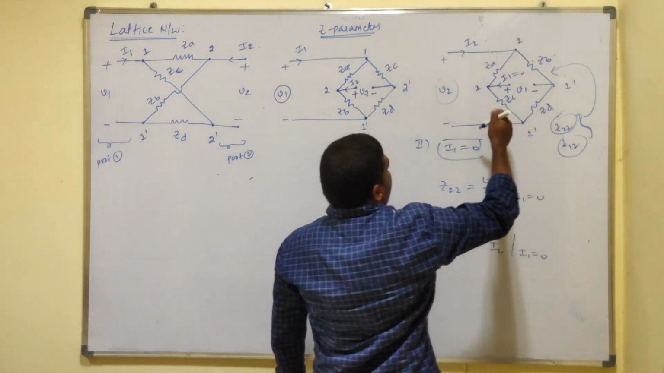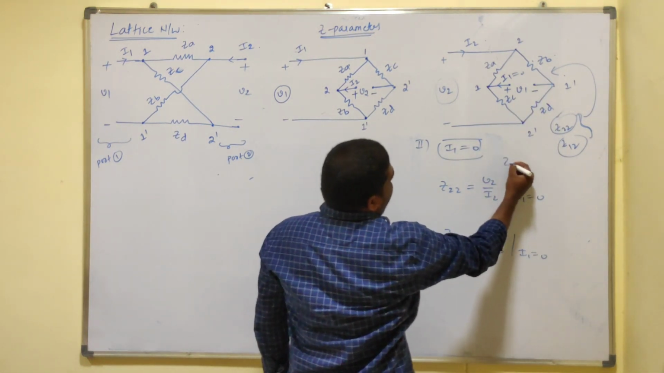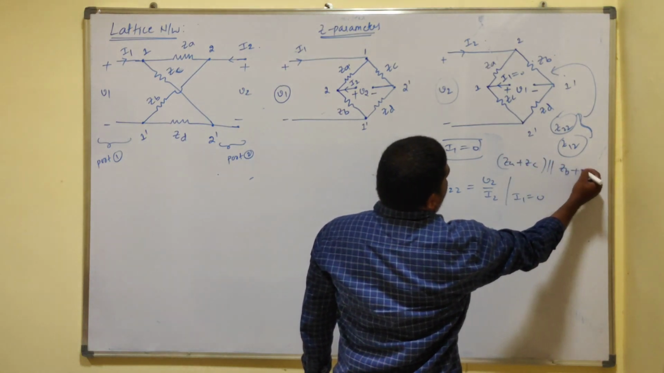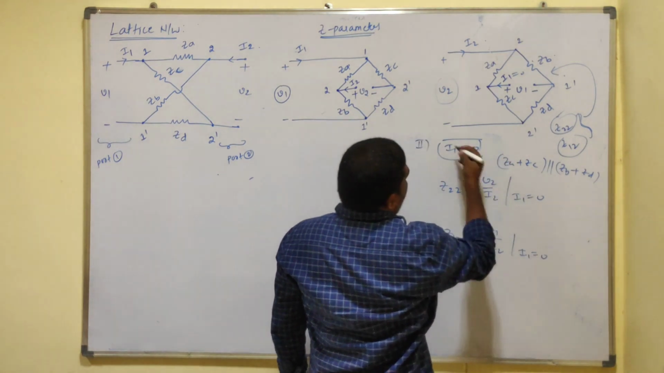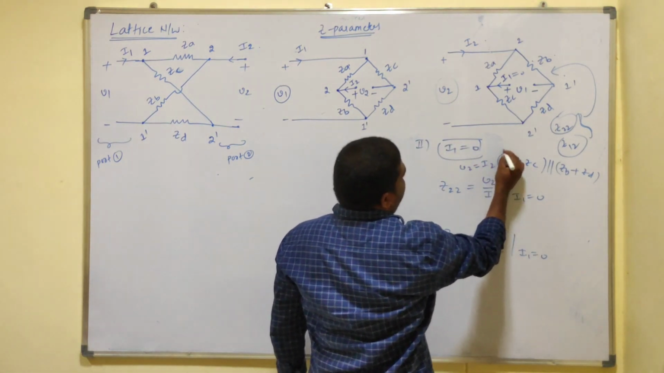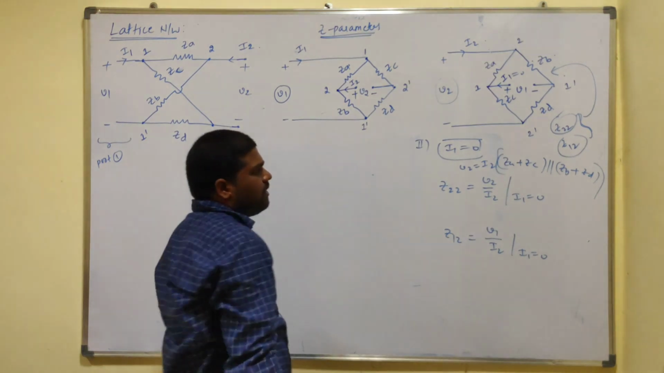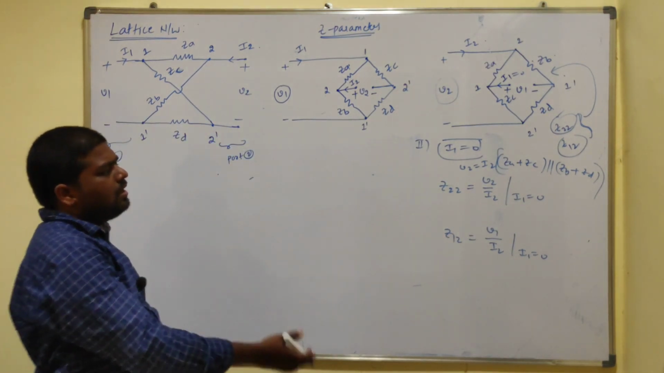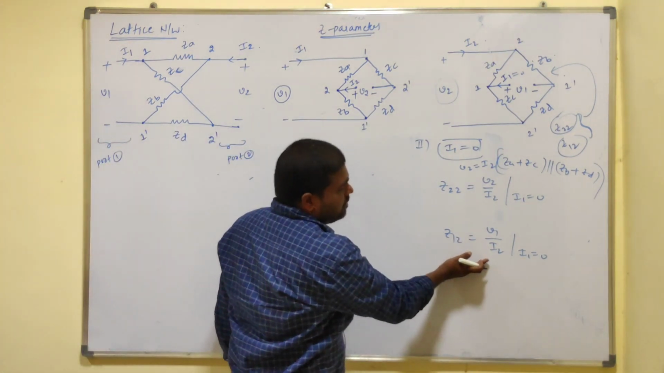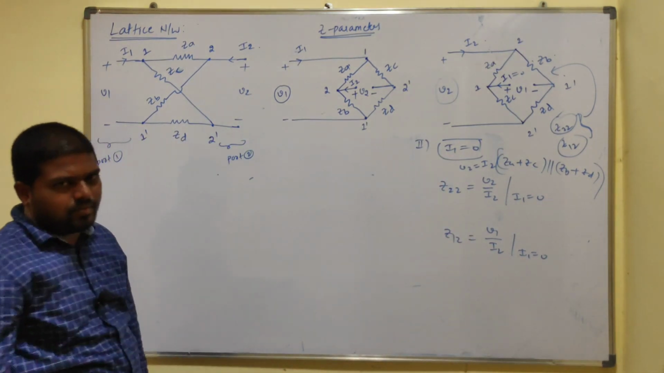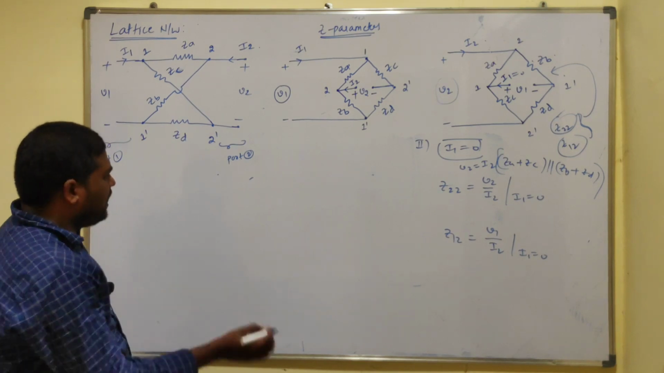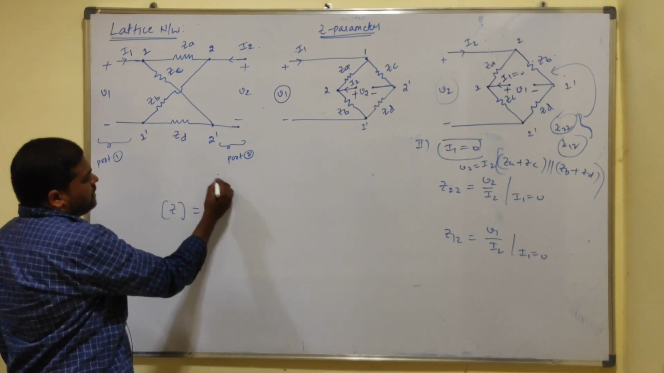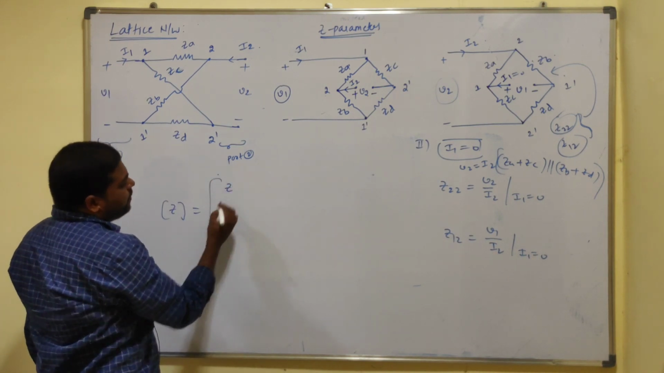Both are parallel. So ZA plus ZC parallel ZB plus ZD. Now V2 equals I2 into this thing. So V2 by I2 equals ZA plus ZC parallel ZB plus ZD. Same way you can calculate the other parameter also, same as the previous model, right? So at last we will get the Z parameter for this lattice structure.